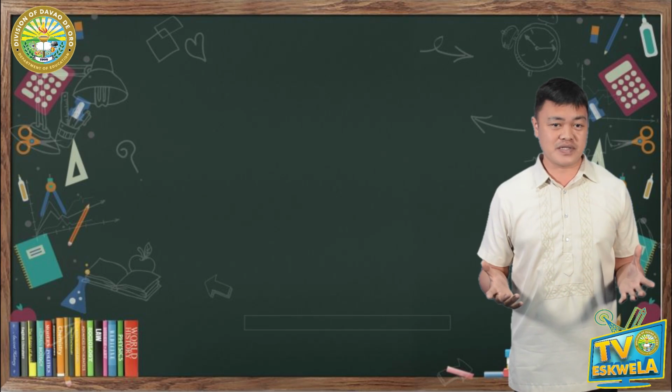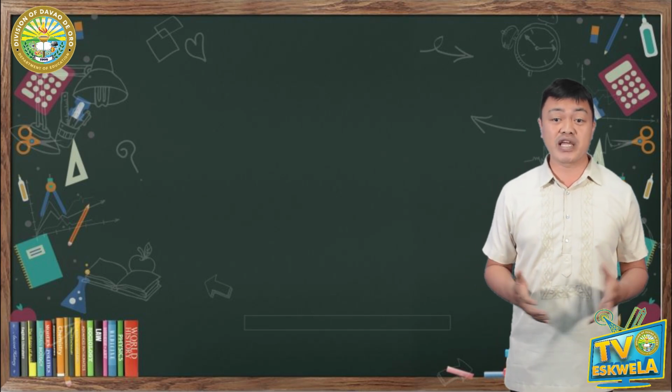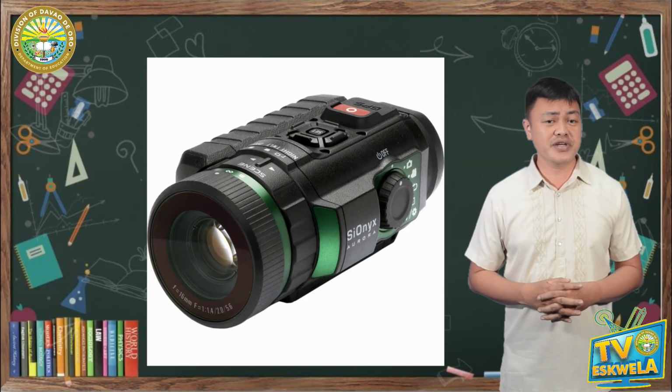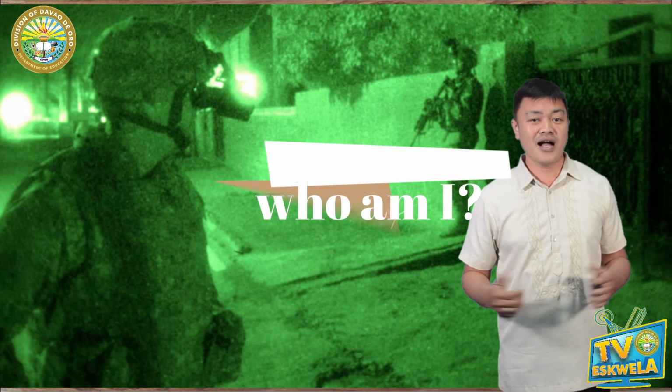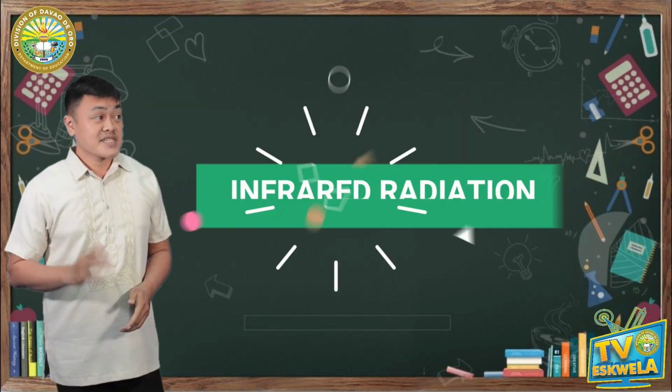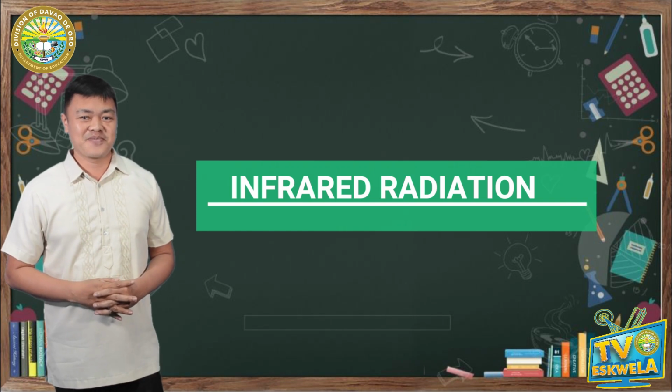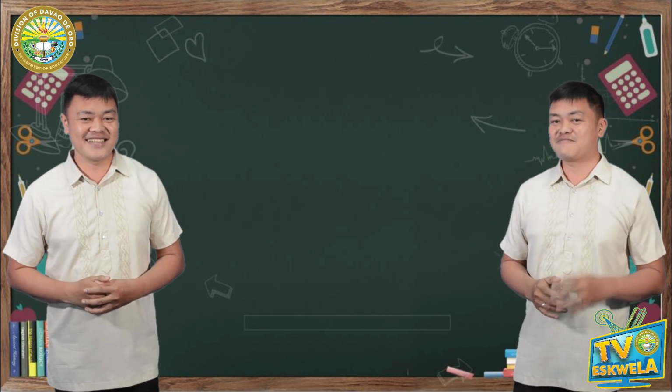Plants reflect these waves. These waves are used for heat detection, cameras for night vision pictures, and even security systems in military operations. Who am I? Infrared radiation. You are very smart.